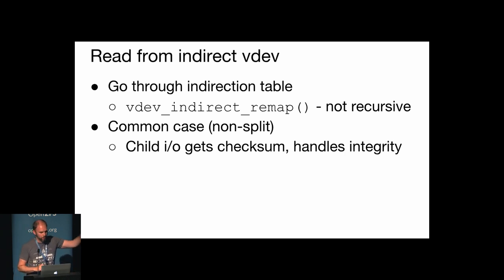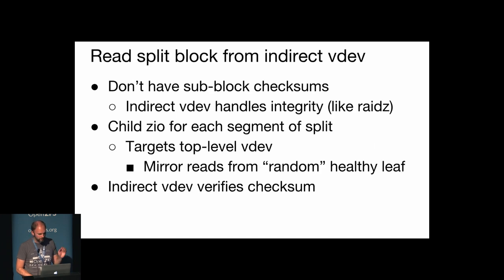So we made this actually work non-recursively with an explicitly allocated stack of things to do. Okay, but in the common case where it's not a split block, then we can just do a child IO to the one new location, pass the checksum in, and then that child IO handles the data integrity. So it might be a read from a mirror. Just like the normal read from a mirror, it knows the checksum, it can try both sides, it can take into account its DTLs and do its repair IOs and all that. Easy.